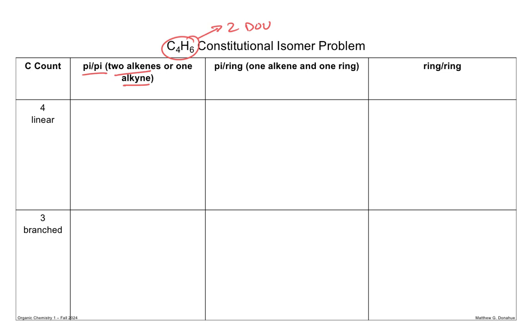So in a linear sense, if we have 4 carbon atoms and we need to stick 2 pi bonds in there, we could put one at position 1 and the second one at position 3. Since that has 2 double bonds, it's called a diene.